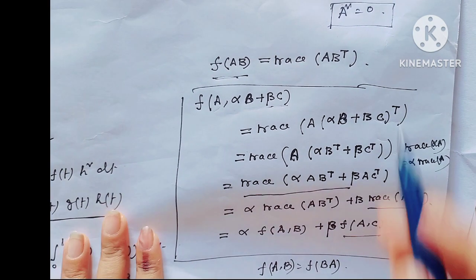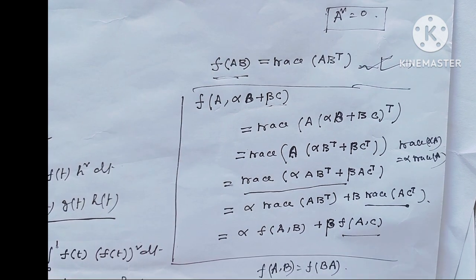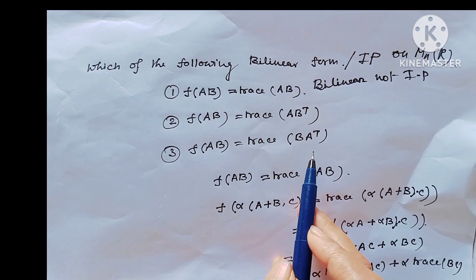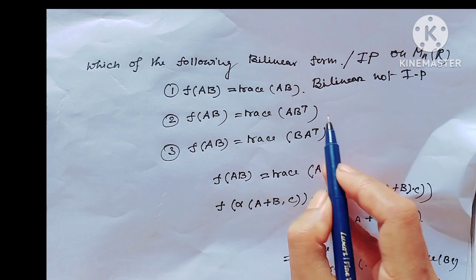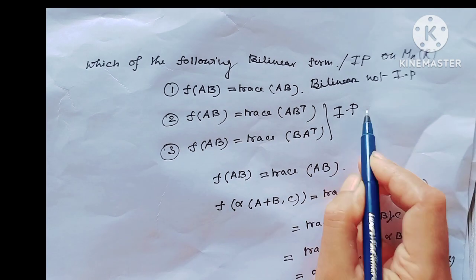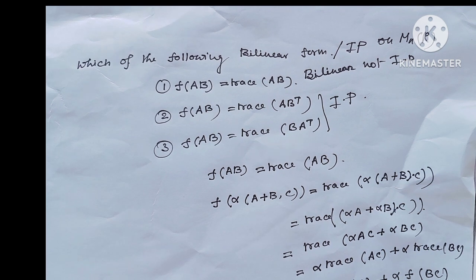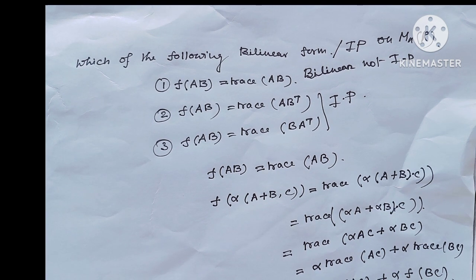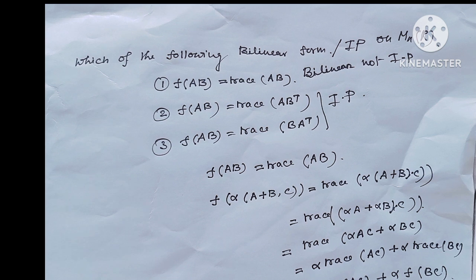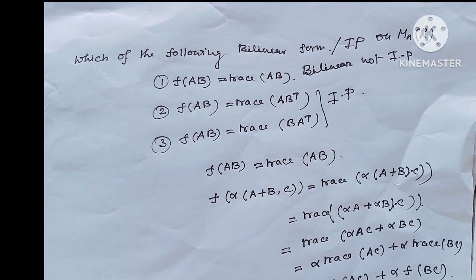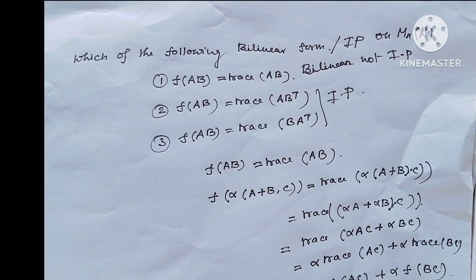So f of AB equal to trace of AB transpose is an inner product, and also a bilinear form. Similarly, f of AB equal to trace of BA transpose. Both of these are inner product spaces. I hope all my viewers have understood. That means a bilinear form does not always imply an inner product, but an inner product always implies a bilinear form. Okay? I will stop here.